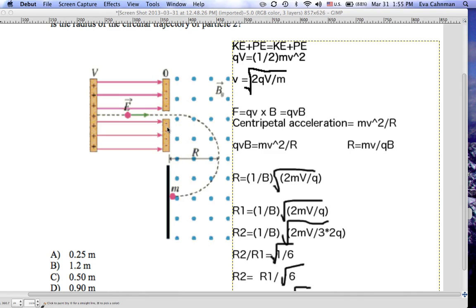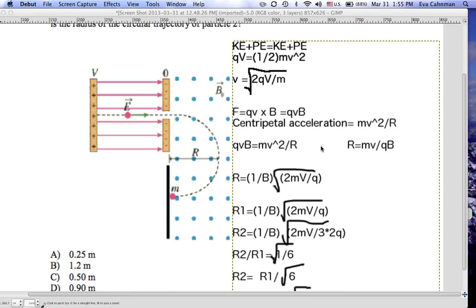And now we want to find the radius of the path. And so we're going to figure out the force of the magnetic field, which equals qv cross B. And since the magnetic field is perpendicular to the velocity, you just get qvB. And then the centripetal force, since it's a circular path, equals mv squared over r. So qvB equals mv squared over r. And we move around variables again, and we get r equals mv over qB.